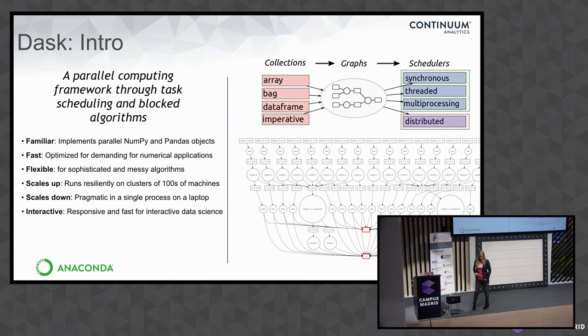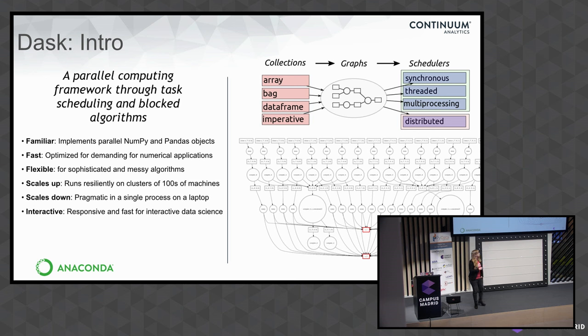So as I mentioned before, Dask is this parallel framework that is familiar because it implements the APIs of NumPy and Pandas. It's very fast for numerical applications, and we've benchmarked that against things like Spark. For array-like computations, we can perform 10 to 100 times faster, also at cluster scale, not just on a single node with multi-threaded or multi-processing schedulers.